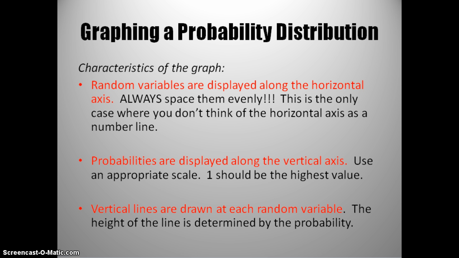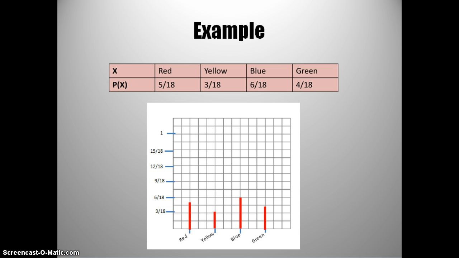So let's take a look at our example from before. So here we have the same probability distribution with the marbles being drawn from the bag, and below you'll see the graph of that probability distribution. So notice along the x-axis or the horizontal axis, we've just listed the random variables. In this case, they are colors. Notice that they're evenly spaced, so here they're all 3 spaces apart, and always leave a space before the first one. It should never be on the vertical axis.